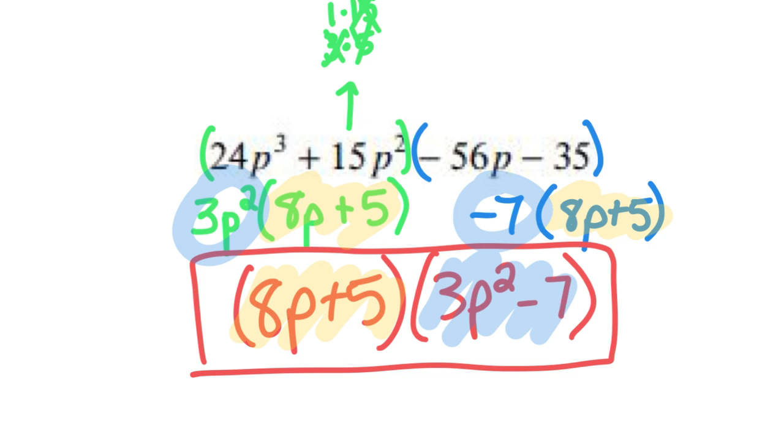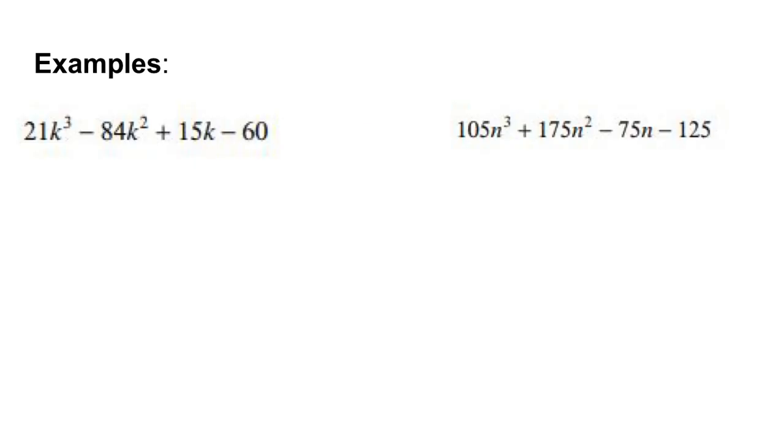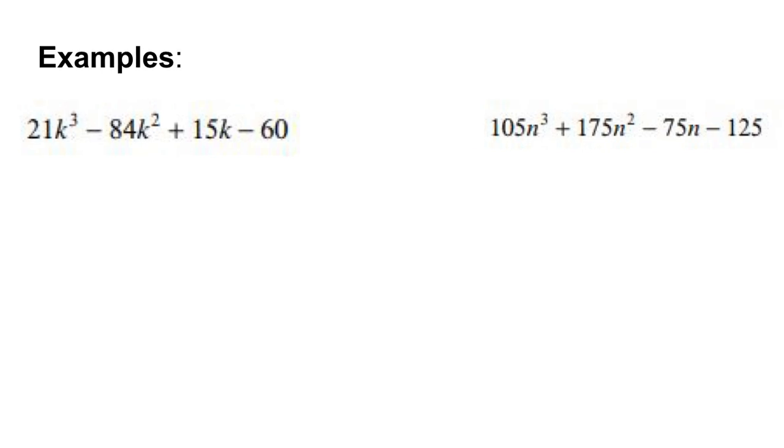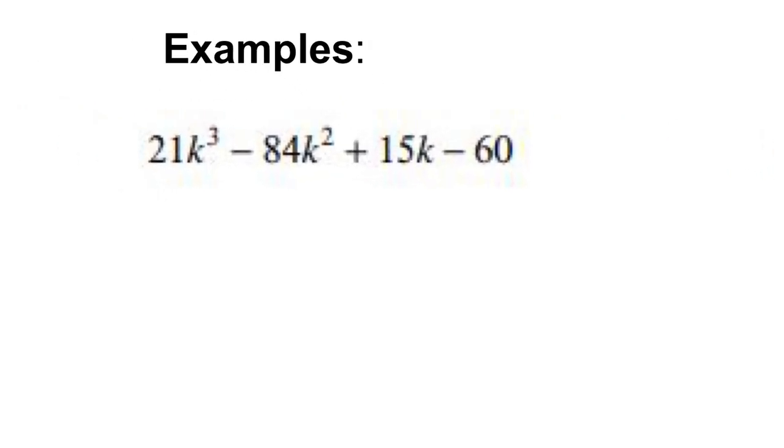All right, let's look at another one. So on to this next one. I have 21k to the third, negative 84k squared, 15k, and negative 60. And I'm looking for a GCF in all four to start with. So 21, 84, 15, and 60. I'm going to look at the 15 and use those numbers to figure this out. So 1 times 15 or 3 times 5. So I start with 15 because that's the biggest.